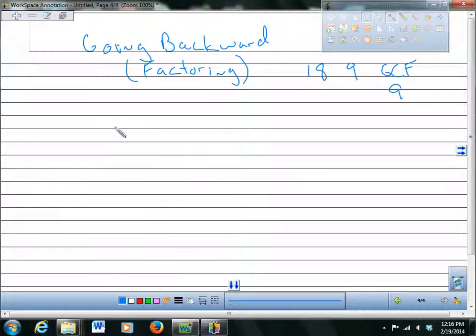So for example, they might say factor, or find the GCF. First they'll just say find the GCF. Then we'll worry about factoring. So 5x cubed plus 25x squared.